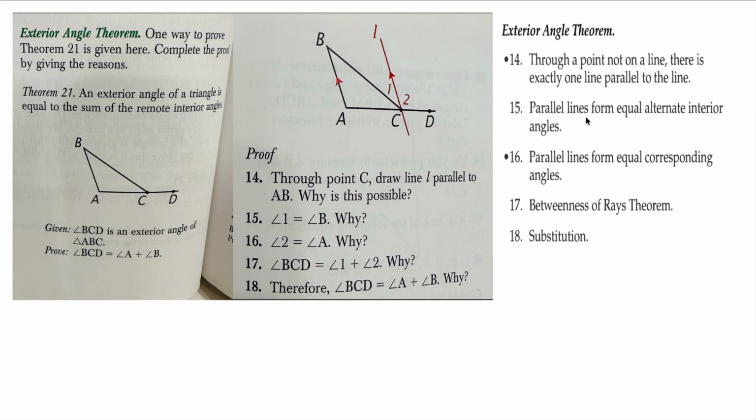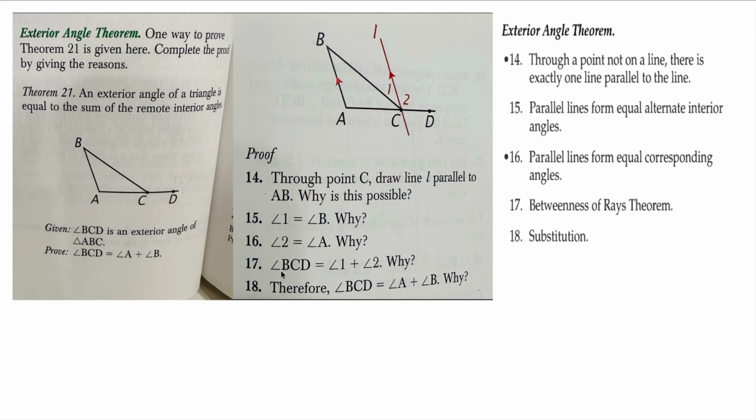And why? Parallel lines form alternate interior angles. You see how they're both inside of the parallel lines? And you see how they're alternating? Yes. 16. Angle 2 is equal to angle A. Why? Parallel lines form equal corresponding angles.